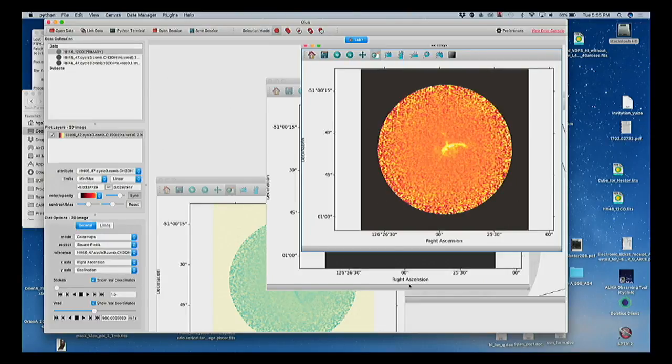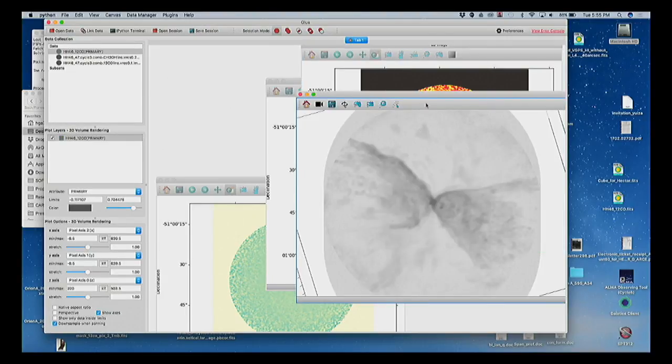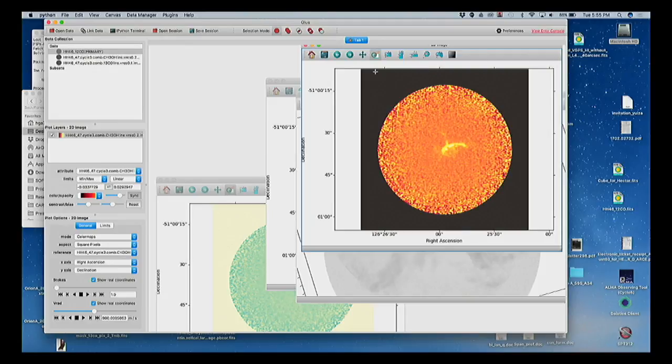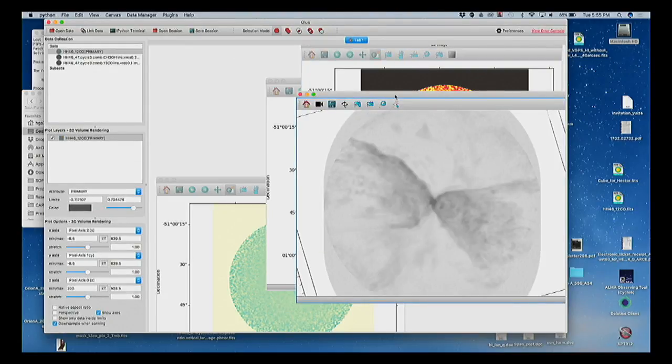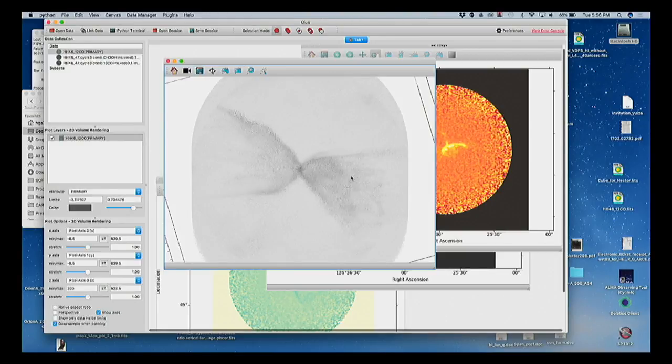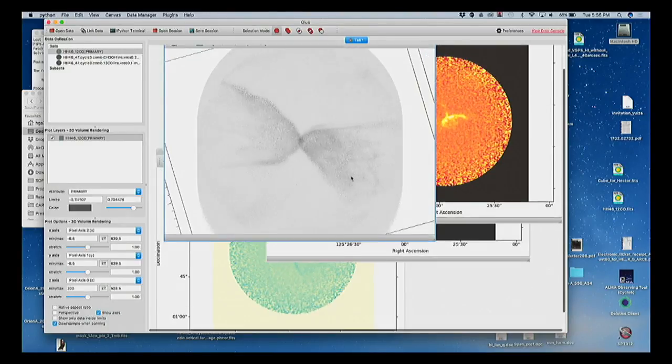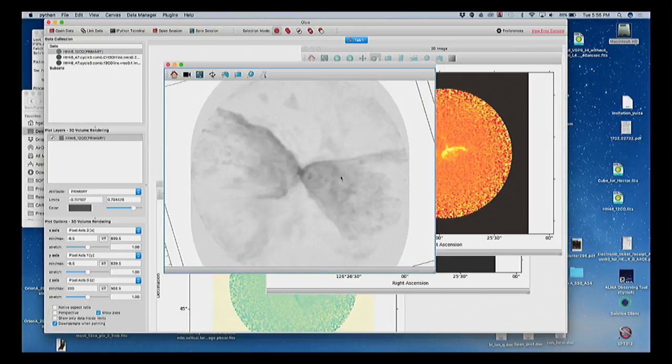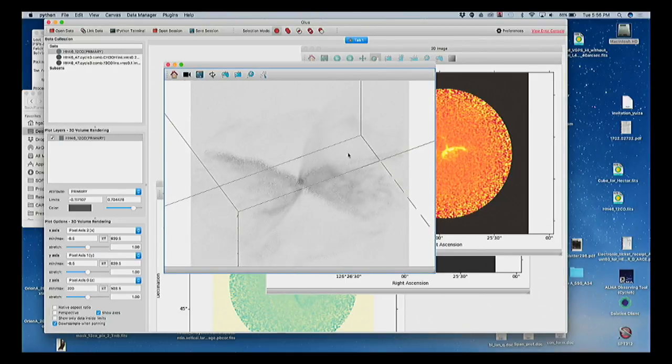Oh, the 3D version, yeah. So one thing that you can do in glue is do a 3D rendering of your data. This is the CO 2-1. Like I said, I'm a beginner.